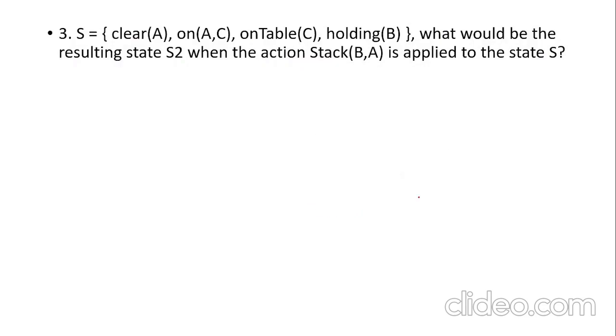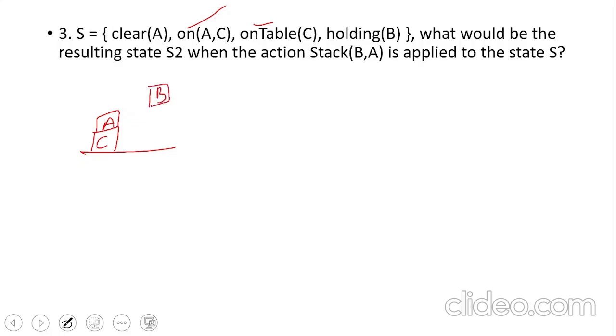Third one. What we have is on table C, A on C. So A is on C. Clear A, we are not having anything on A. Holding B, B is held by the arm. So this is our state. What would be the resulting state when the action stack B comma A is applied to the state S?